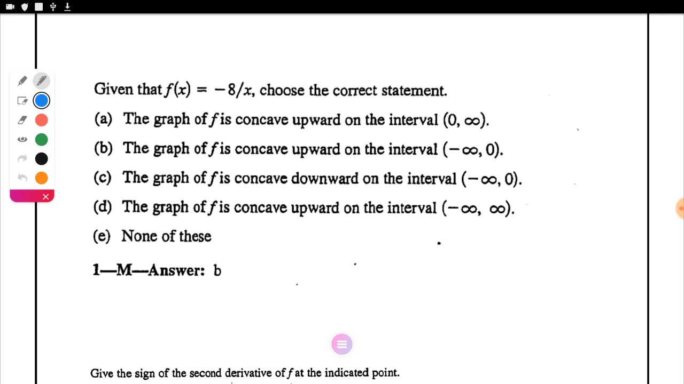What is the way? Since all of the given talk about the concavity, I use the second derivative test. What is the first step? Before I begin, the domain: x is not equal to 0. This means at x equals 0 the function is undefined. I need to rewrite the function. It will be negative 8 x to the power negative 1.